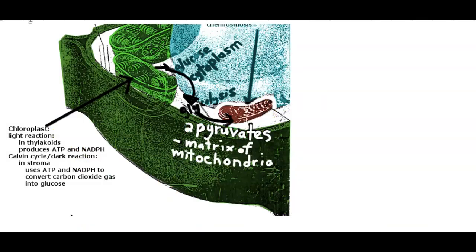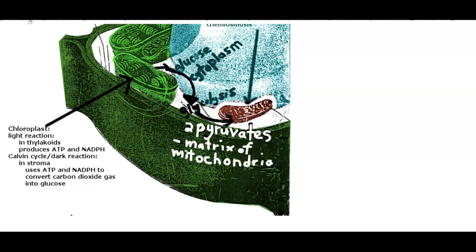So again, remember all that is taking place in the chloroplast. That reaction in the thylakoids produces ATP and NADPH. Those go to the stroma. With the Calvin cycle, where the dark reaction takes place, it's going to be using that ATP, using that NADPH to convert or reduce carbon dioxide gas into glucose.